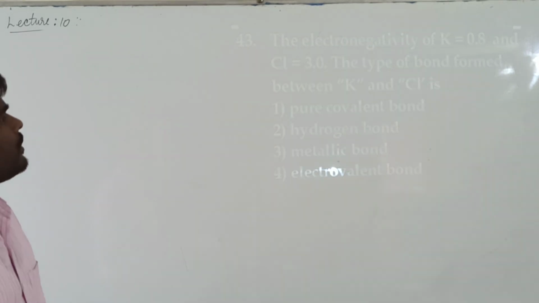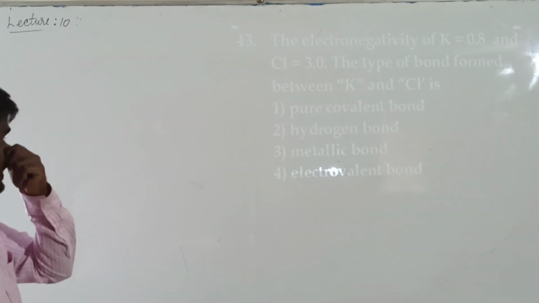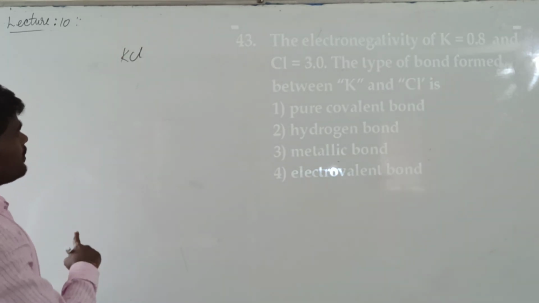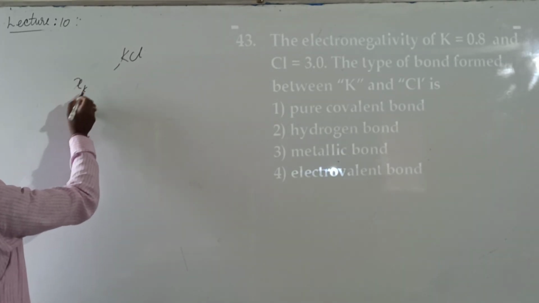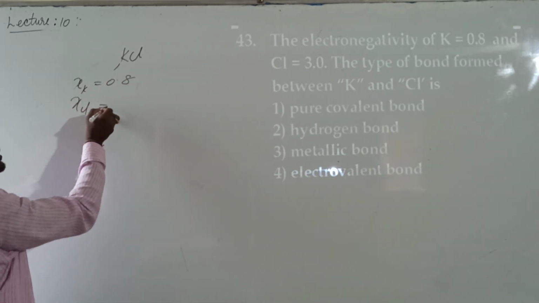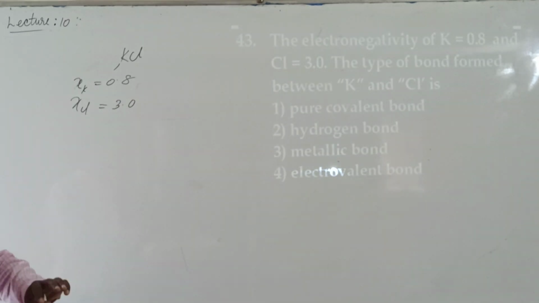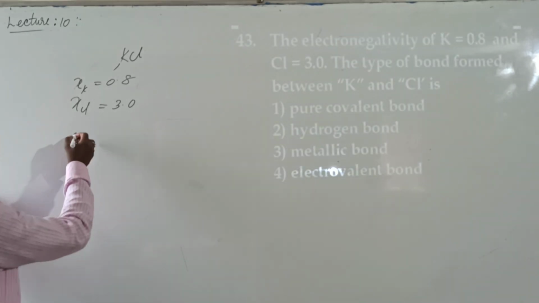The electronegativity of potassium is 0.8 and chlorine is 3.0. What is the type of bond formed? He is asking, if chlorine combines with potassium, what will be the nature of the bond formed between them? He has given the electronegativity of potassium as 0.8, and the electronegativity of chlorine as 3.0. How do we decide whether the bond formed between chlorine and potassium is covalent or ionic? Based on the electronegativity. What do you have to take?